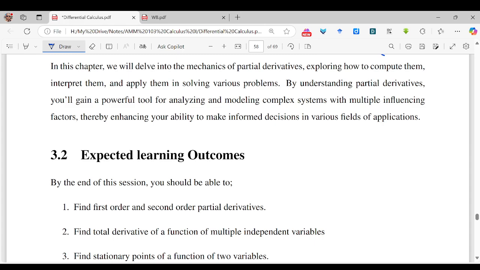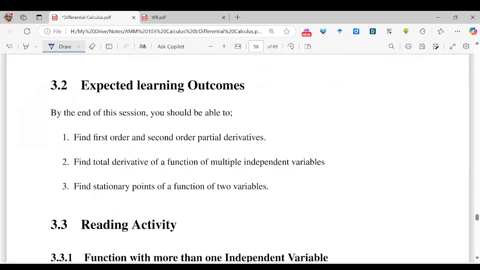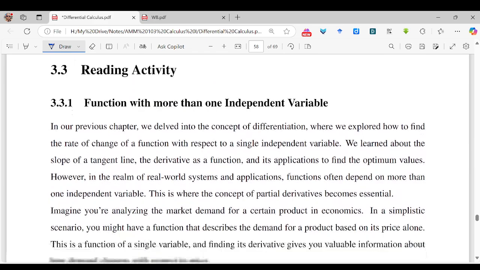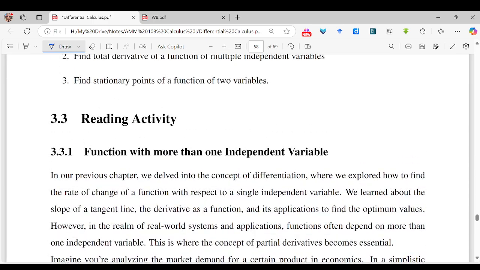Then we'll see how we can differentiate this function. So by the end of this session, we should be able to find the first order and the second order partial derivatives, and also the total derivatives of functions of more than one independent variable. Later we shall look at how to find the stationary points for functions of two variables.